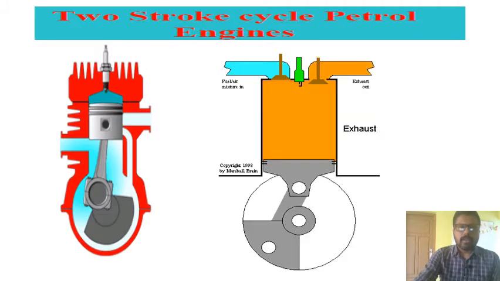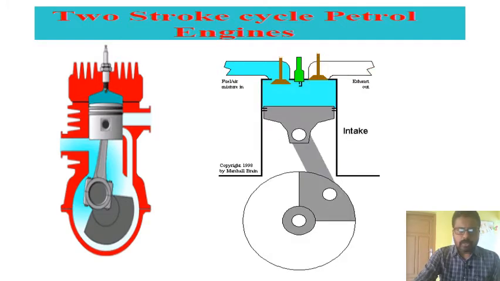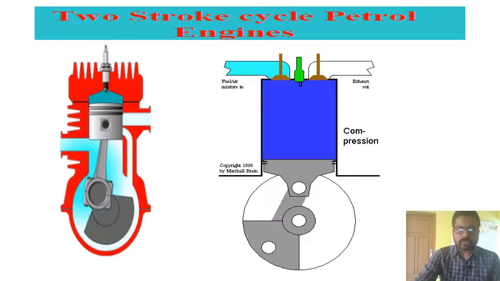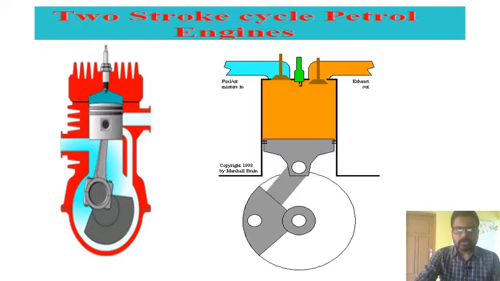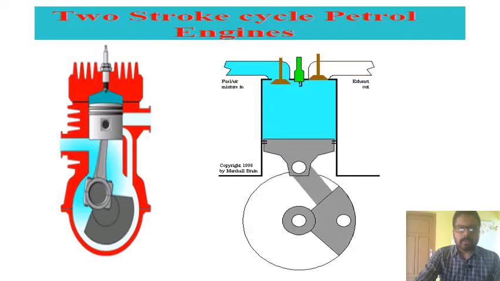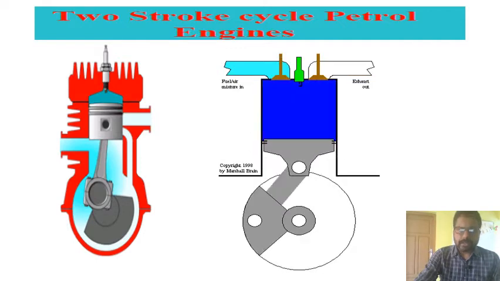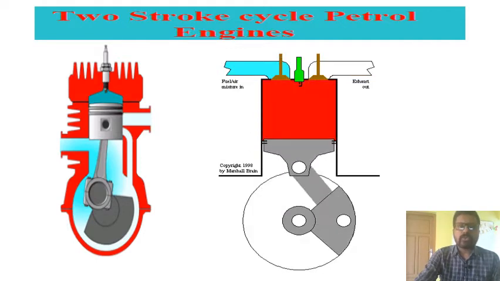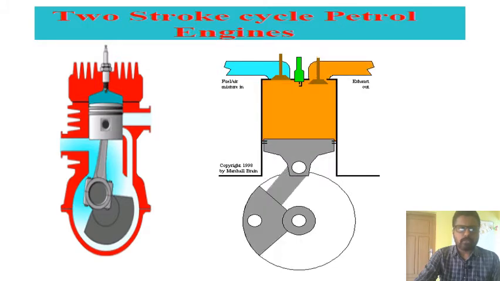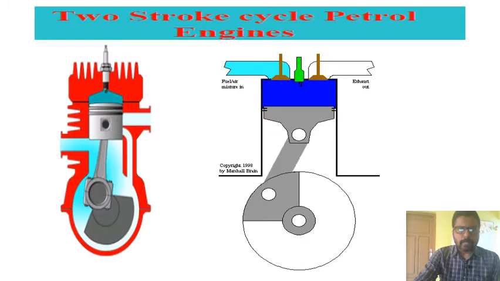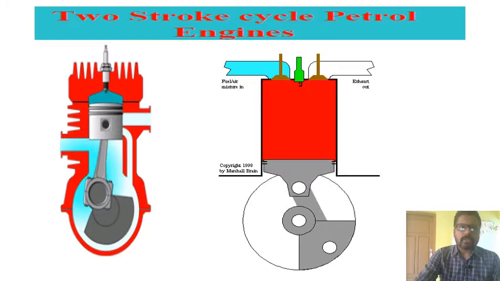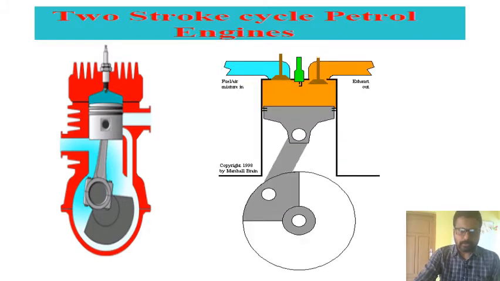As I have told you in the last class, there are 4 operations in any IC engine. Here all the 4 operations are carried out in 2 strokes of the piston. That means 2 movements of the piston. That is why it is called a 2 stroke cycle petrol engine.